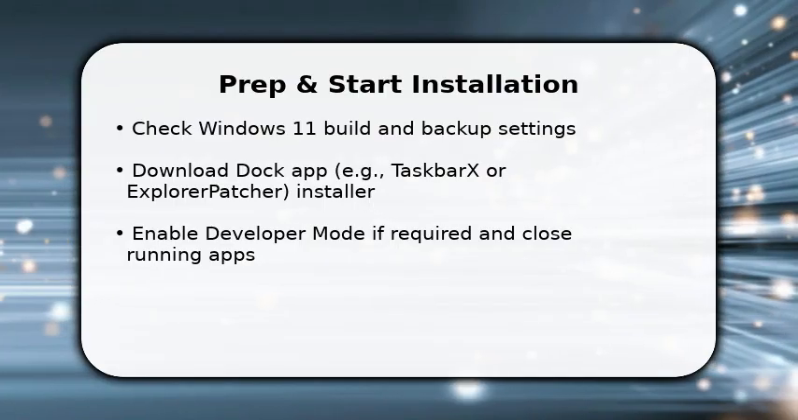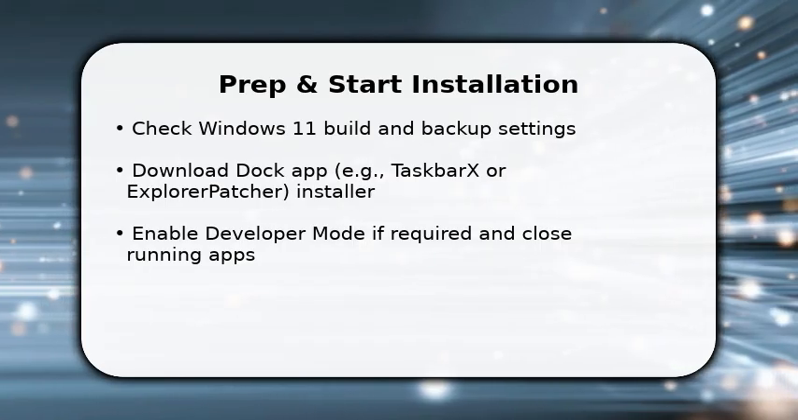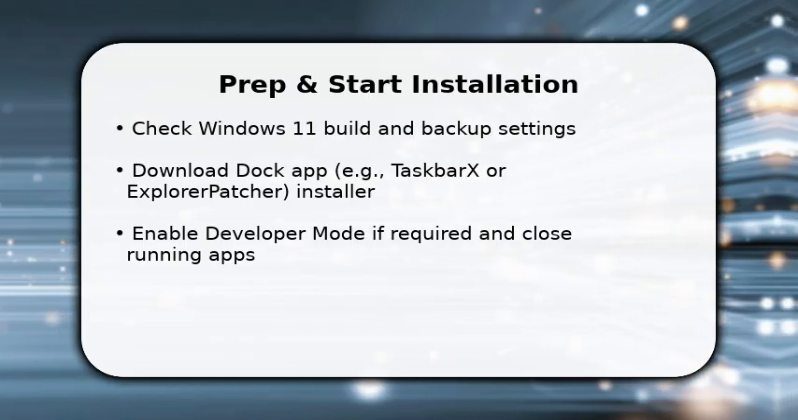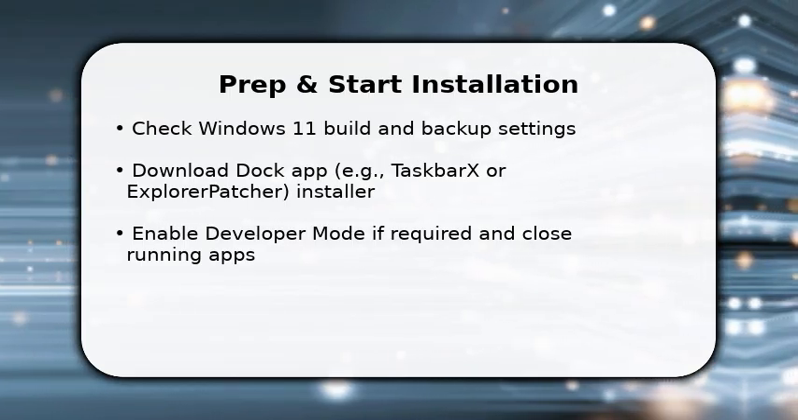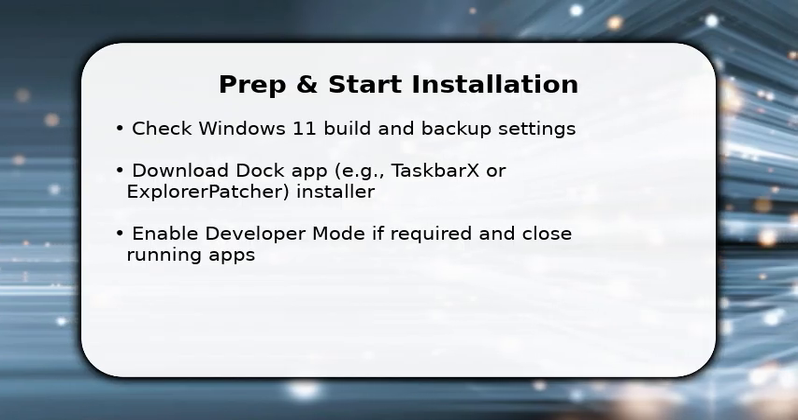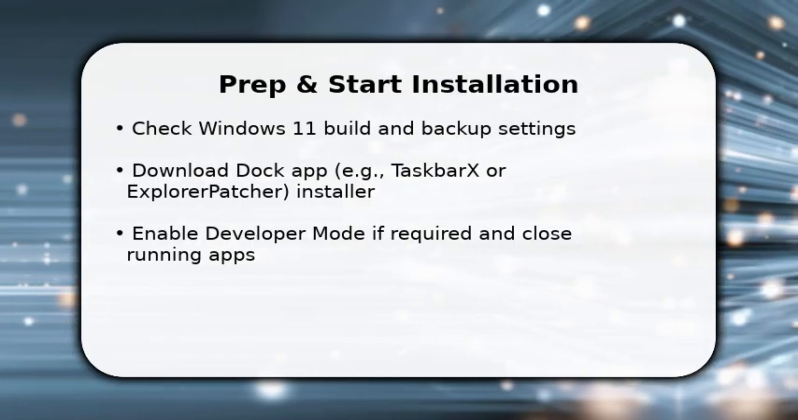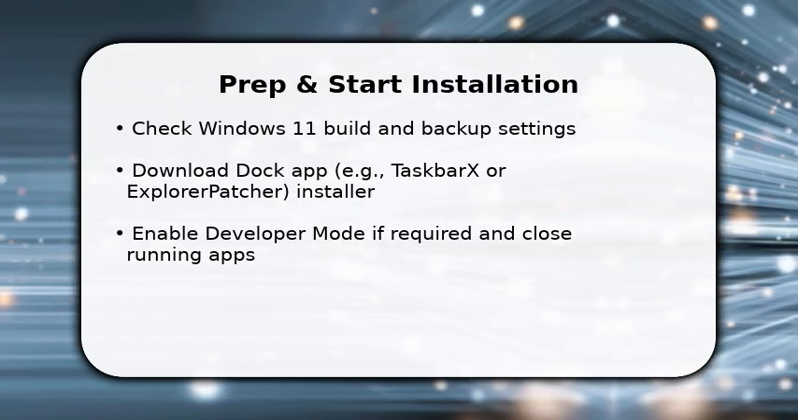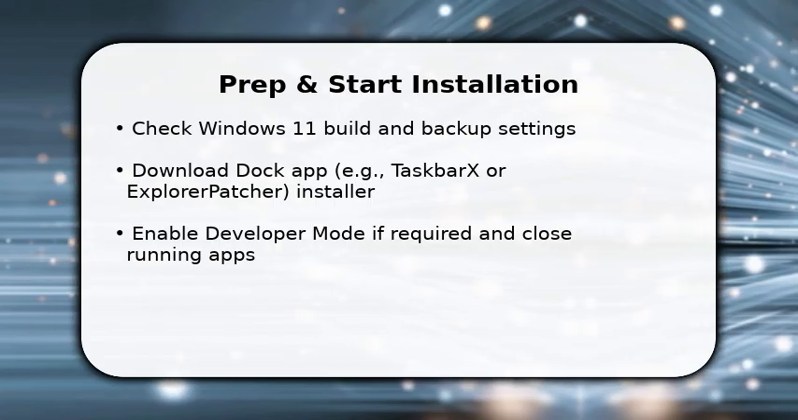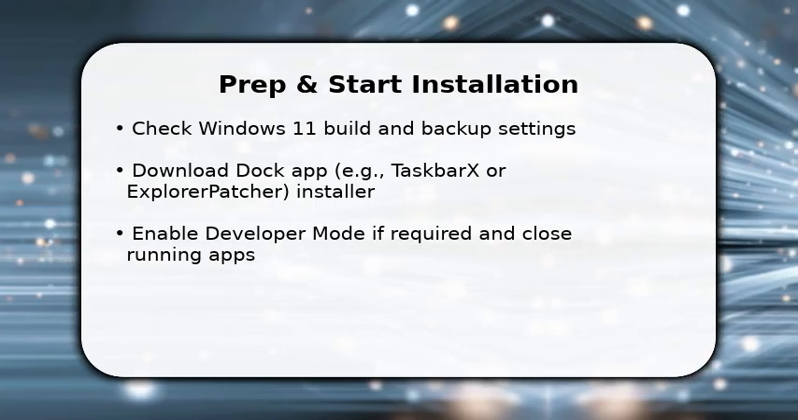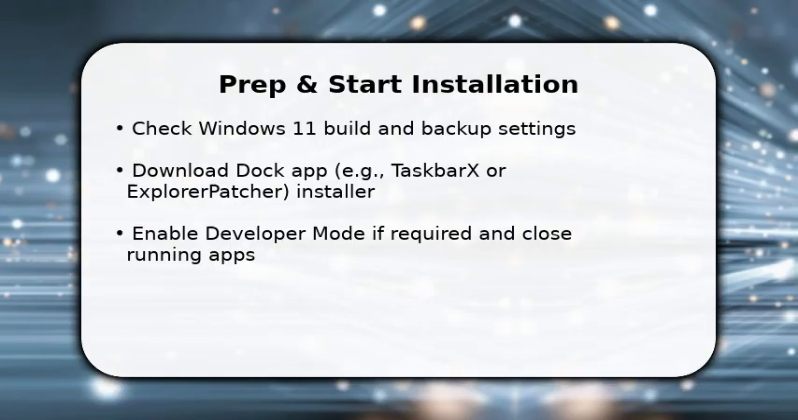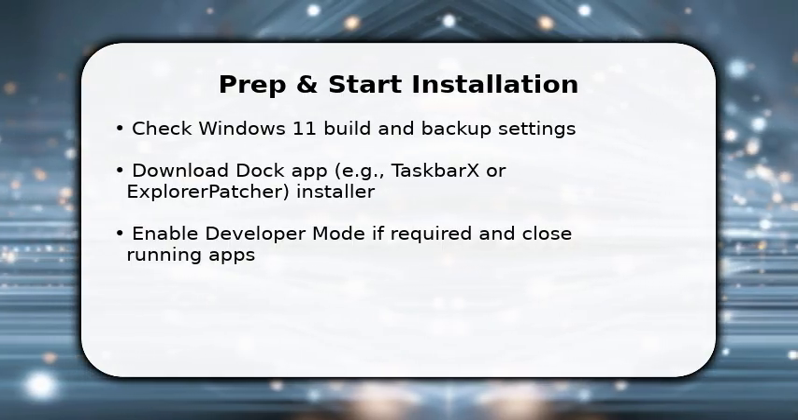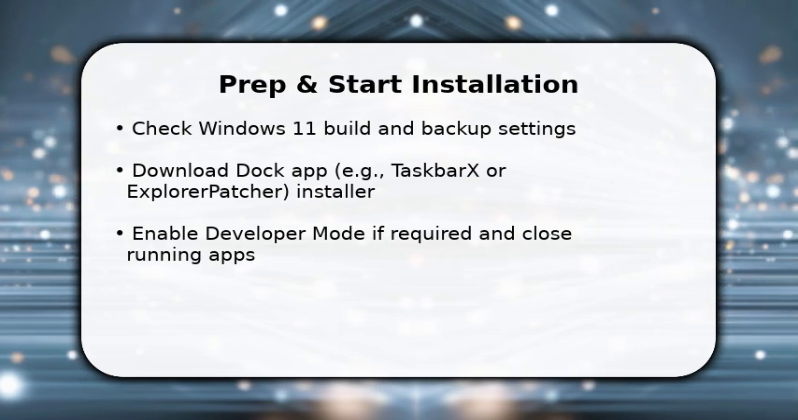You begin by verifying your Windows 11 build and creating a quick system restore point so you can undo changes if needed. Once done, download the Dock or Taskbar mod app installer. Taskbar X or Explorer Patcher are common choices, and place it in an easy folder. Make sure to close non-essential apps, and if the installer requires, enable developer mode in settings. This reduces permission friction and prepares your system for the first actionable step: running the installer with admin rights.